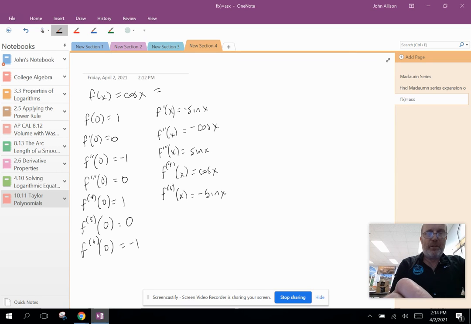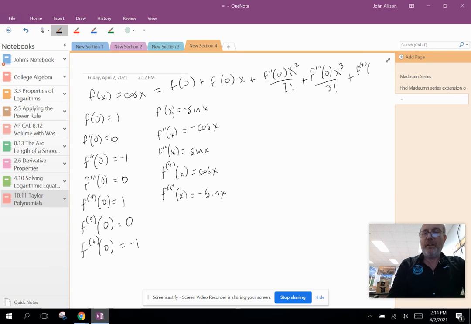If we do the Maclaurin series expansion, this is going to be f of 0 plus f prime of 0 times x plus f double prime of 0 times x squared over 2 factorial plus f triple prime at 0 times x cubed over 3 factorial plus the fourth derivative evaluated at 0 times x to the fourth over 4 factorial plus the fifth derivative evaluated at 0 times x to the fifth over 5 factorial plus the sixth derivative evaluated at 0 times x to the sixth over 6 factorial plus dot, dot, dot. Let's look and see what happens here.